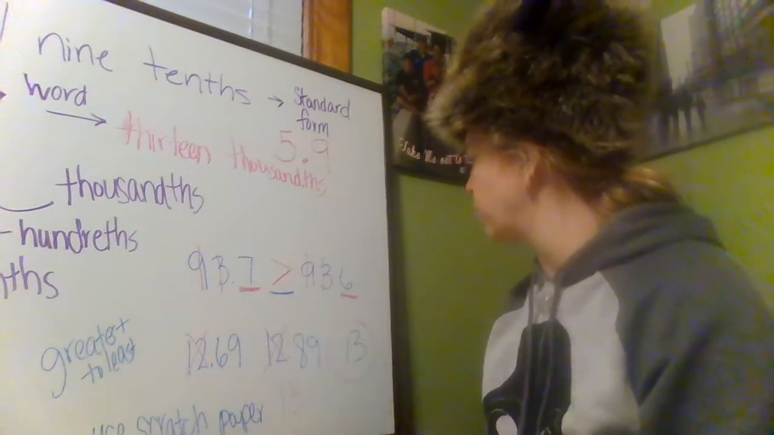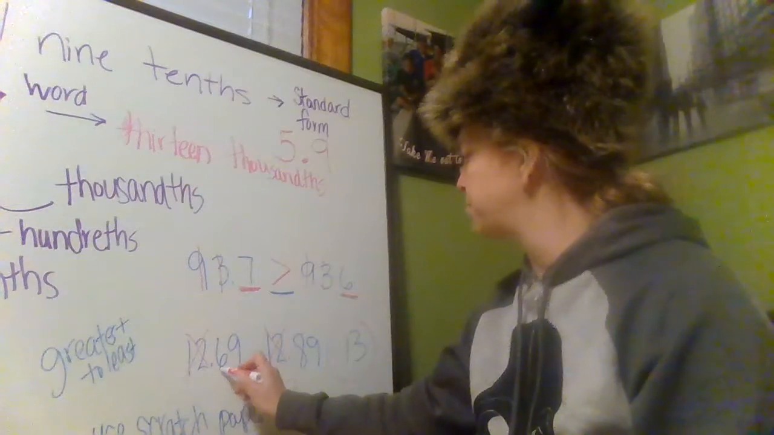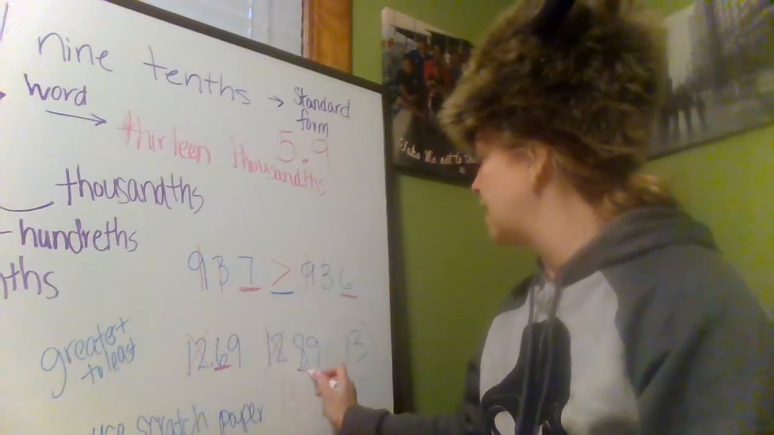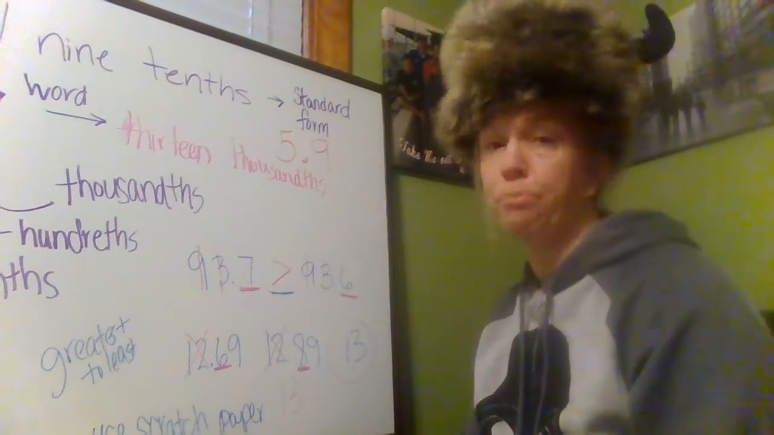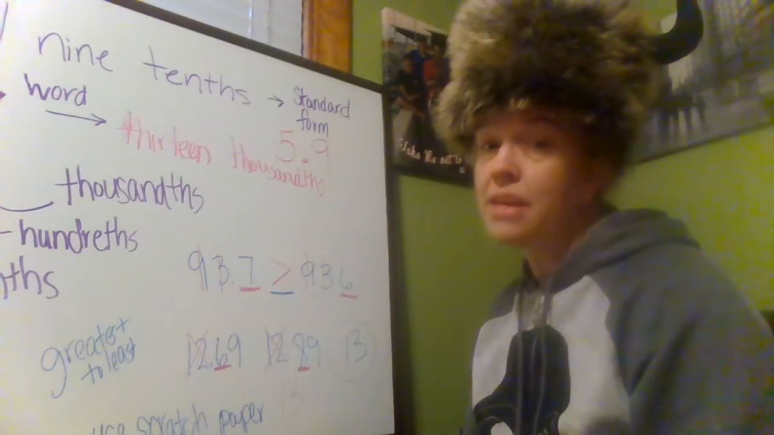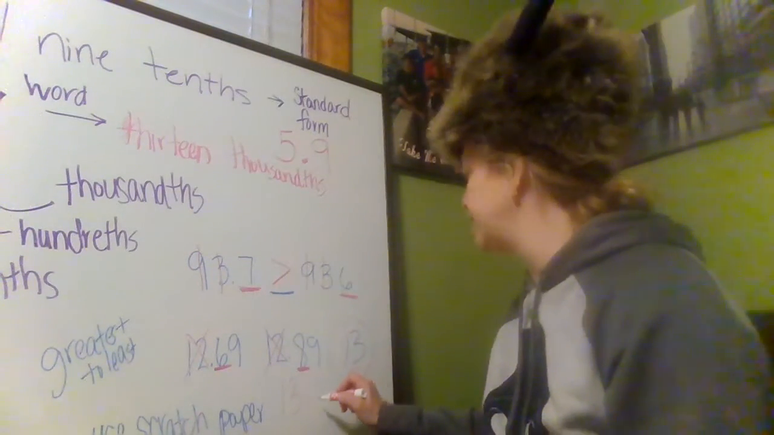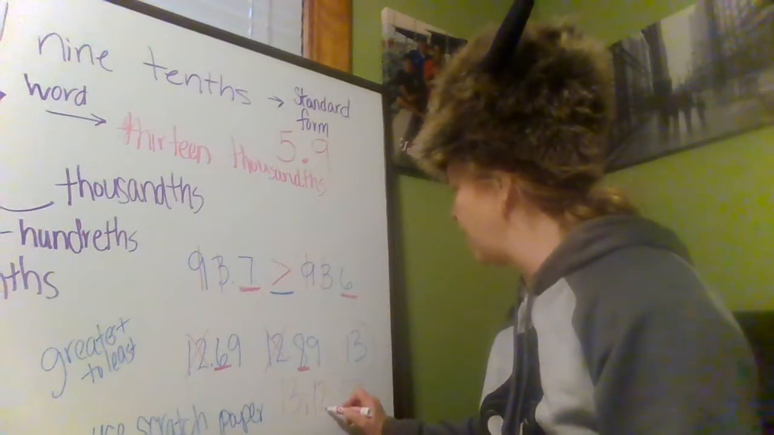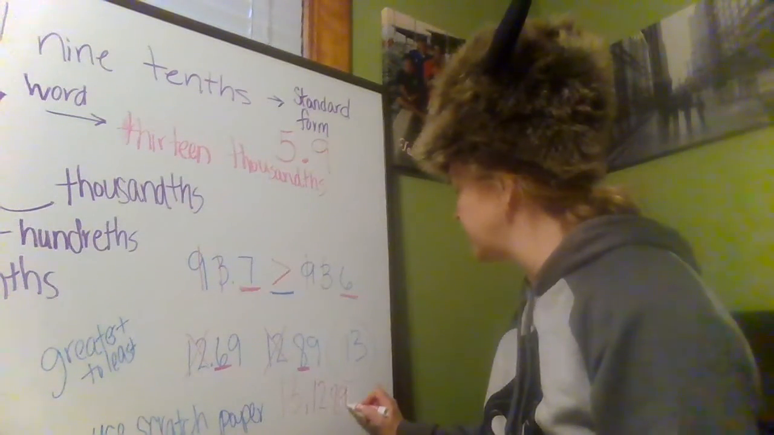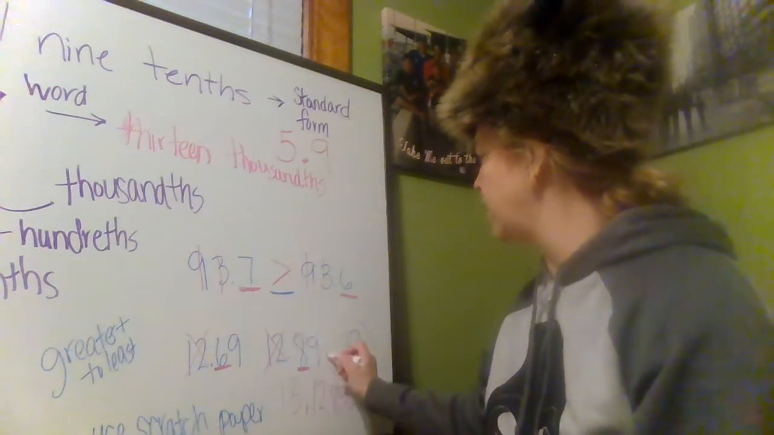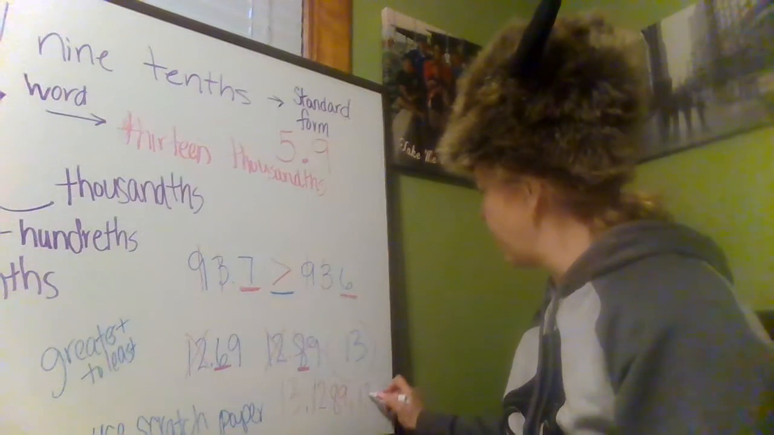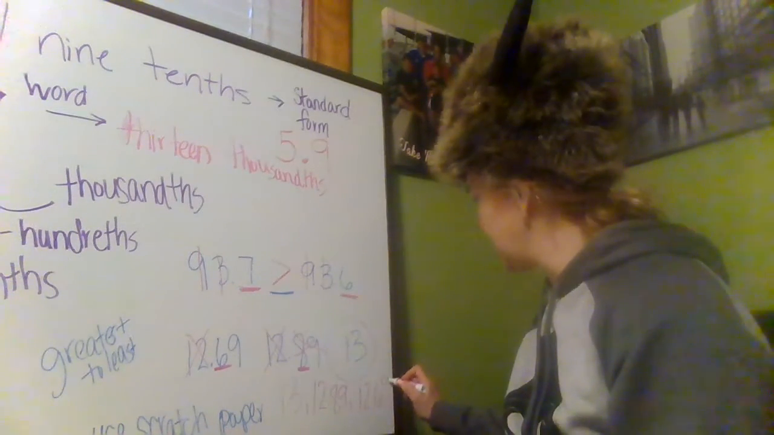Now we're looking for the greatest. So let's go to the tenths position. There's a 6 and there's an 8. Boys and girls, which one is greater? 6 or 8? You're right. Very right. 12 and 89 hundredths. Okay, now, since I know that, the only thing that's left is 12 and 69 hundredths.